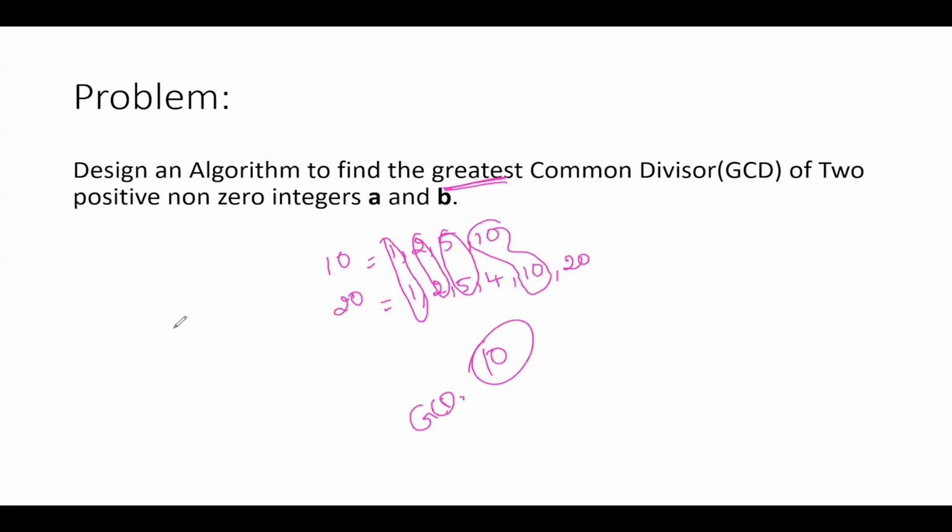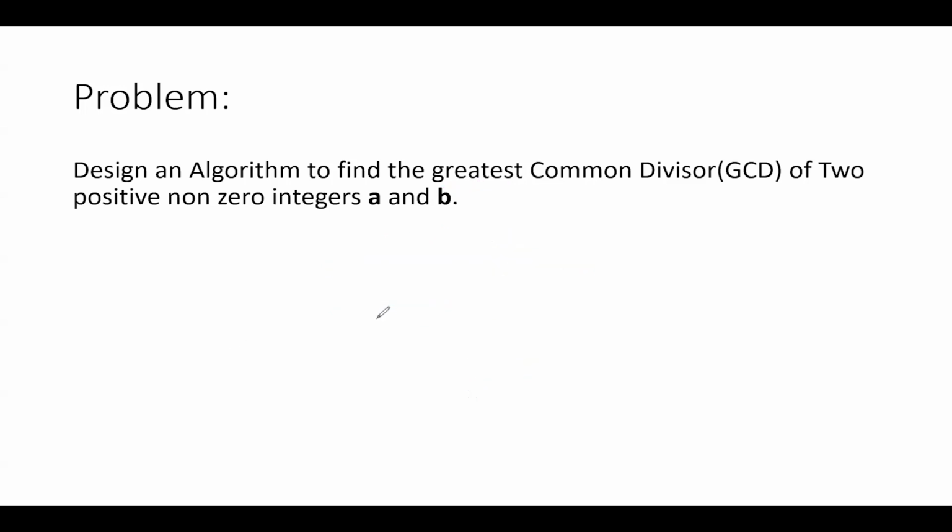Now, how do I find out the GCD of any two numbers? There are n number of logics for that. A few of them are the prime factorization method and the long division method, which you would have done in high school. And there is also something called Euclid's algorithm. So today we will be looking at Euclid's algorithm and try to understand how one can find the GCD of any given numbers.